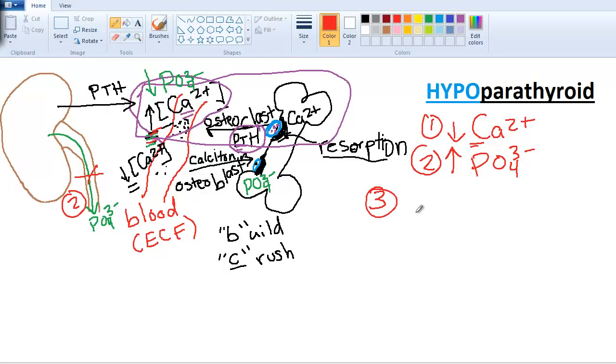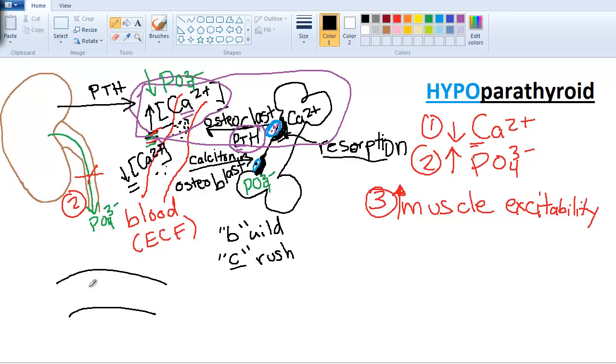Well, one thing it's going to cause is easy to excite muscles, so muscle excitability. So that is going to increase. Remember, before it was muscle fatigue. Why again? Well, let's just draw out our plasma membrane. We have our phospholipid heads here, and then we have the tails coming off of them. The inside over here is negative. The outside would be positive.